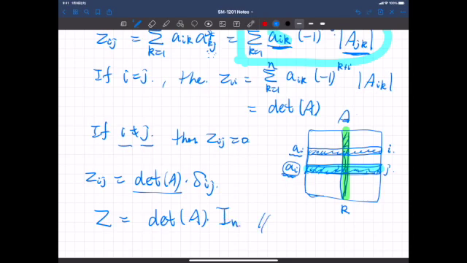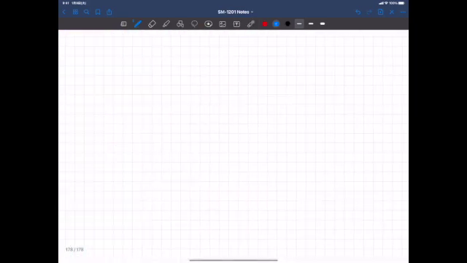So that means Z is equal to determinant of A times the identity matrix. So that's the proof of part 1. Wait a minute. We also need to prove this one. A star times A is equal to this. But the proof is very similar, so I will just skip it. Okay, next part 2.